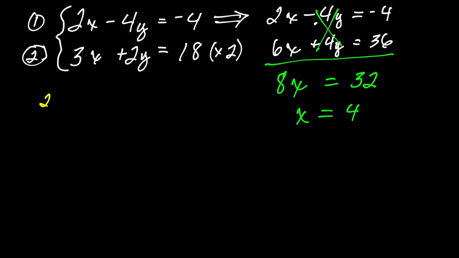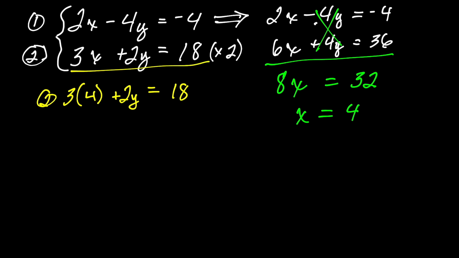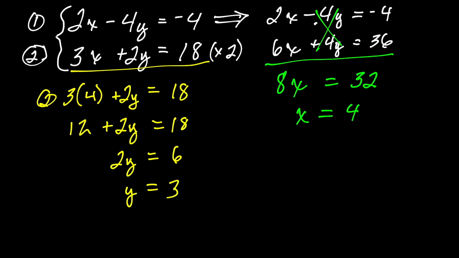Start over here with equation 2, and I'll say 3 times x, which is 4, plus 2y equals 18. So I started with this original equation, and we'll step it out all the way. 3 times 4 is 12. This is still equal to 18. So when you subtract 12 on both sides, you get 2y equals 6, and y equals 3. So I have x equals 4, y equals 3.